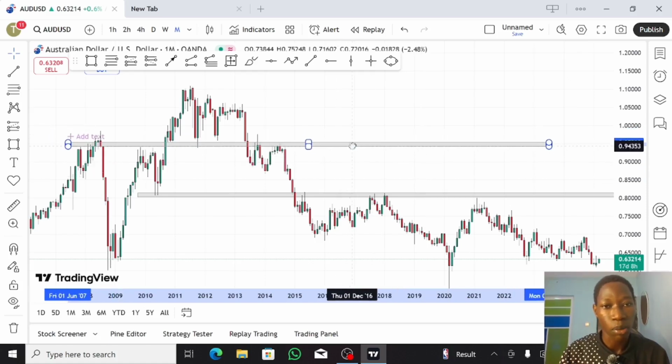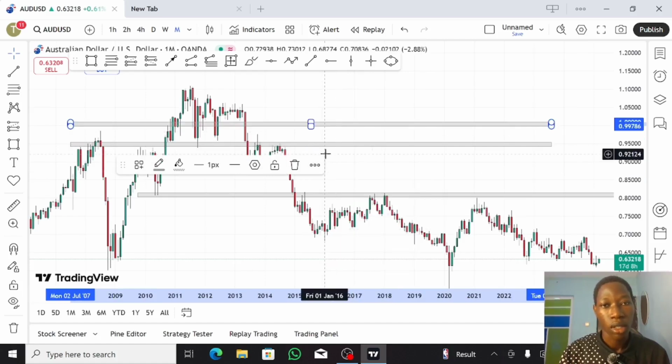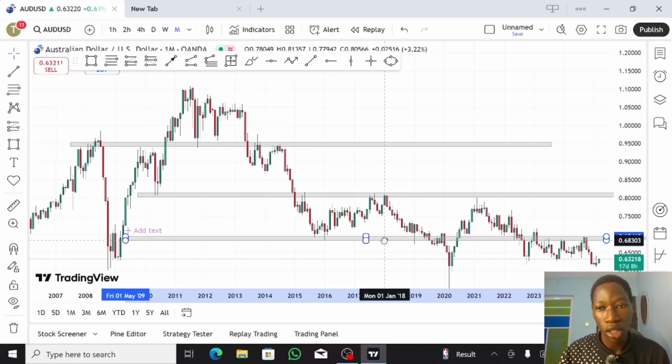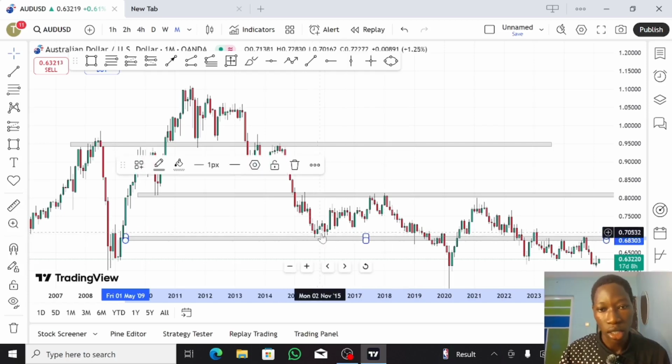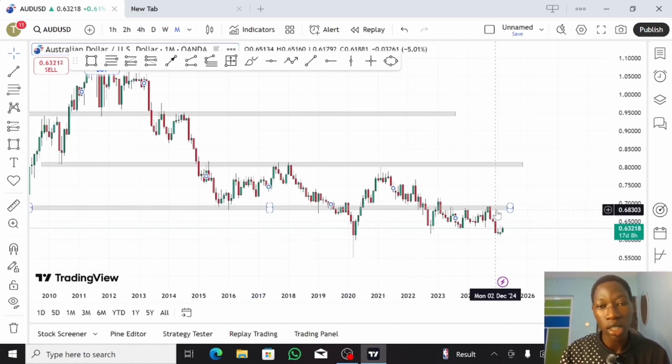There's another level at this point. There's a level here. Now clone this. So there's a level at this point here, but I'm not adding it. Let me just put it. There's a level at this point here. As you can see, this level here. And you can see when price even got to this part recently, it retested this level, tried breaking it, but it was unable to break it.